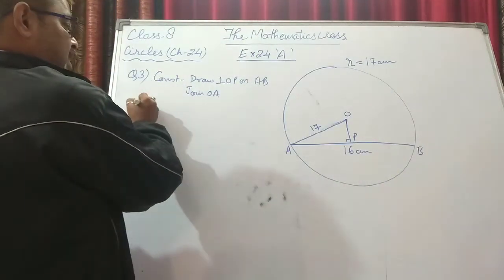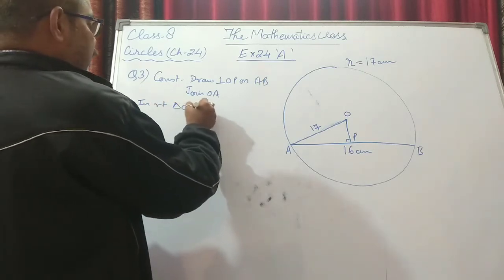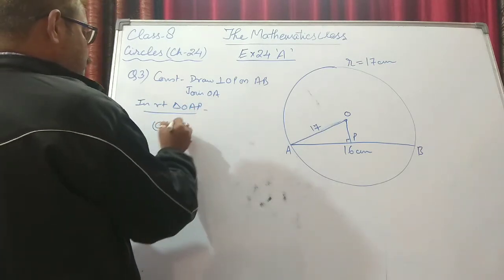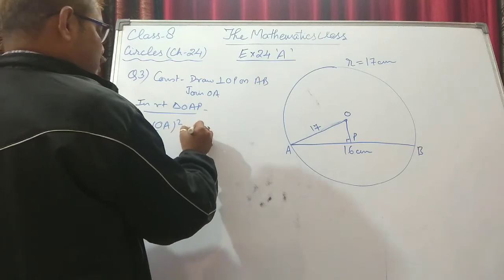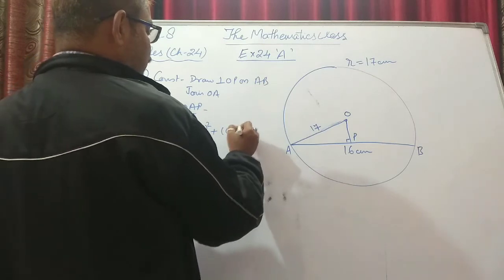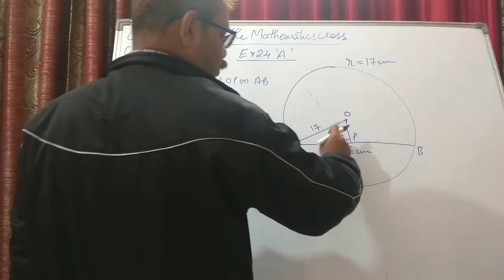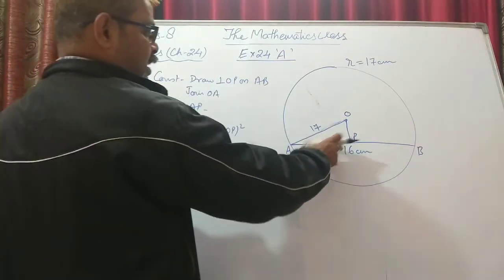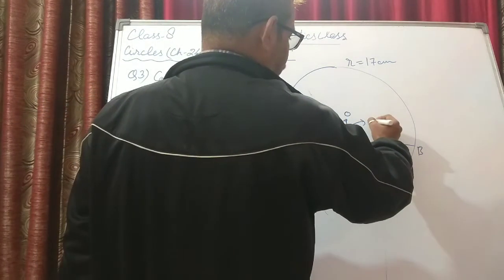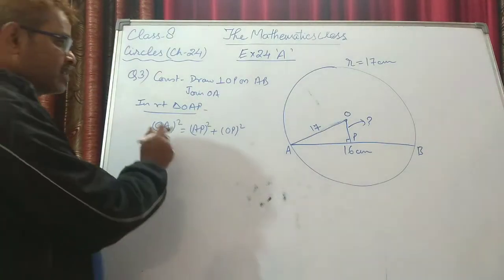So now we can say in right triangle OAP, according to Pythagoras Theorem, OA square is equal to AP square plus OP square. This is Pythagoras Theorem. Hypotenuse square is equal to the sum of the square of other two sides. So other two sides are AP and OP. So AP square plus OP square. We need to find out this value. This value we need to find out. What is the value of OP? So OA is how much?